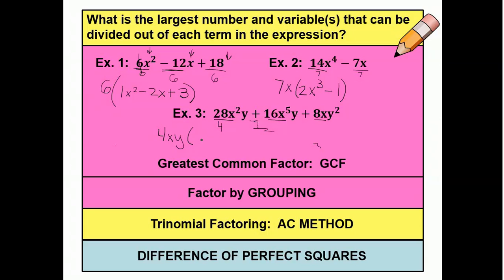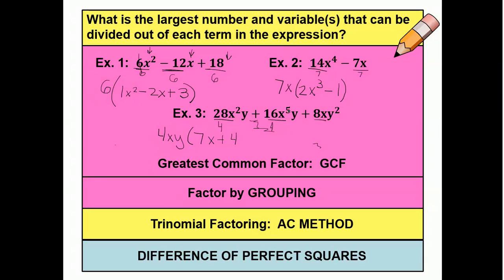So what am I going to have left? Well, 28 divided by 4 is 7. I had 2 x's originally. I divided away an x, so I have only 1 x left behind. I only had 1 y. Divided it away, it's gone. So it's just sitting out here. It got out of jail, if you want to think of it that way. What about 16 divided by 4? Well, that's going to leave me with 4.